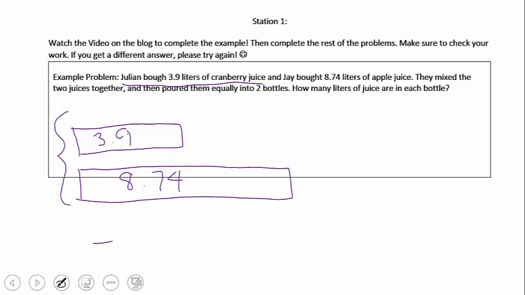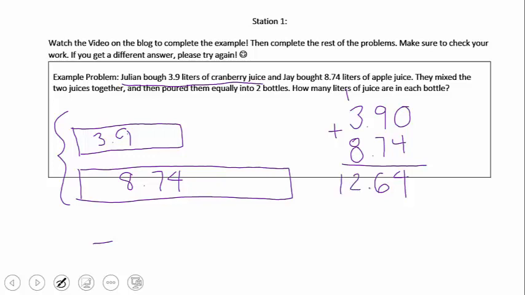Aha. So I'm going to go ahead and mix those two juices together, and that tells me I'm adding. So I'll line up my decimals, 3 9/10. I'm going to add an invisible 0. And then I have 8 74/100. So 0 plus 4, 9 plus 7 is 16, 8 plus 3 is 11, plus 1 is 12. And I just dropped down my decimal. So now I have 12 64/100 liters.